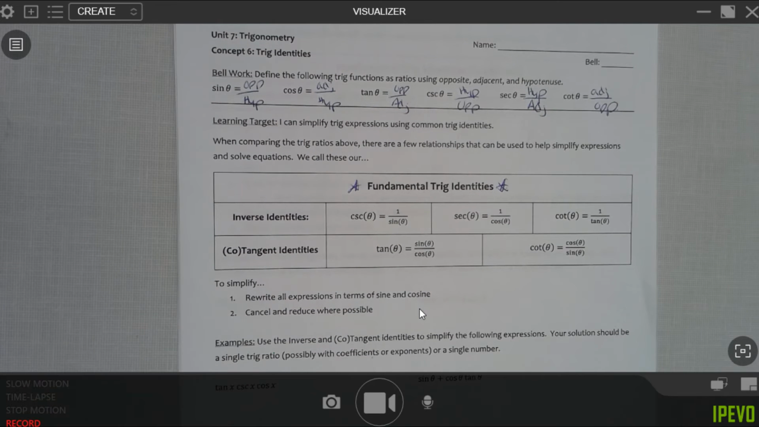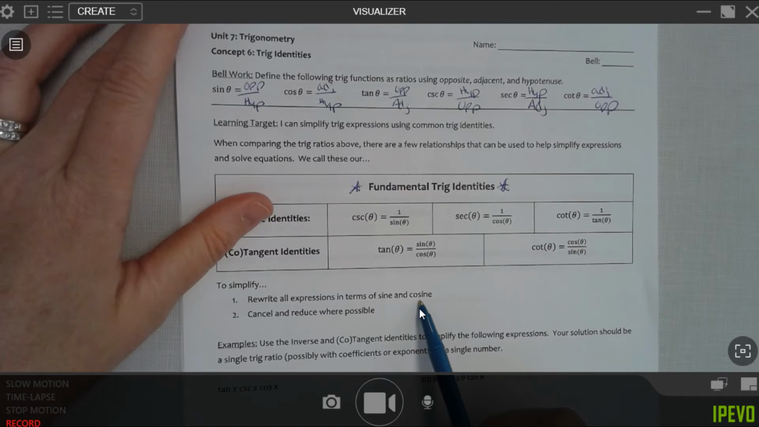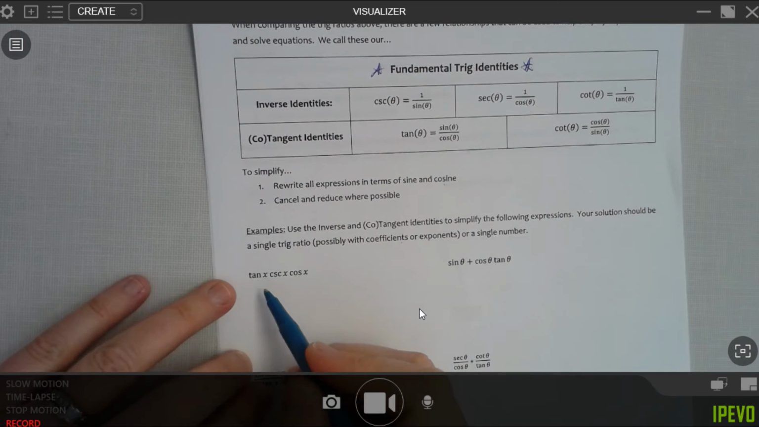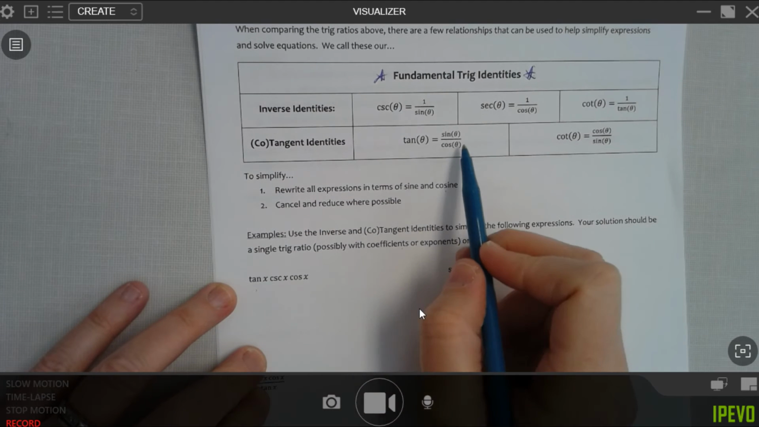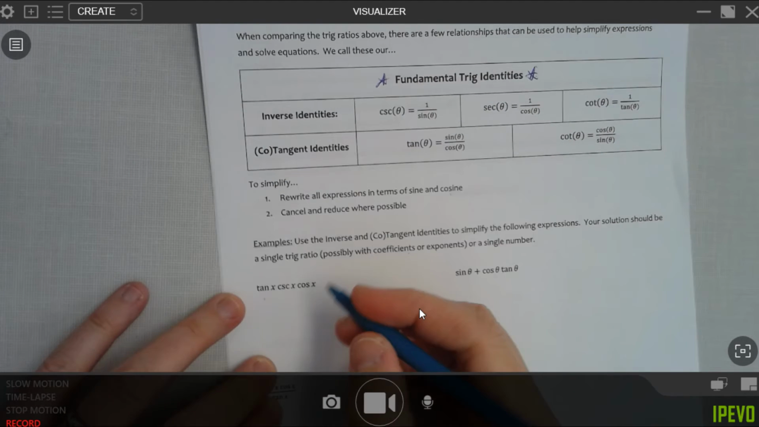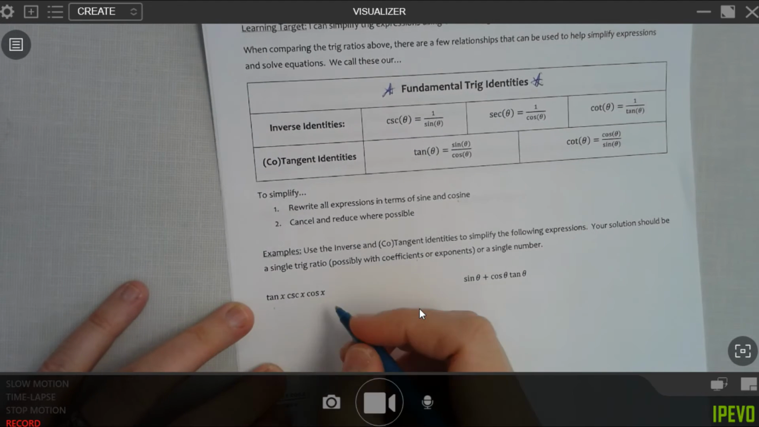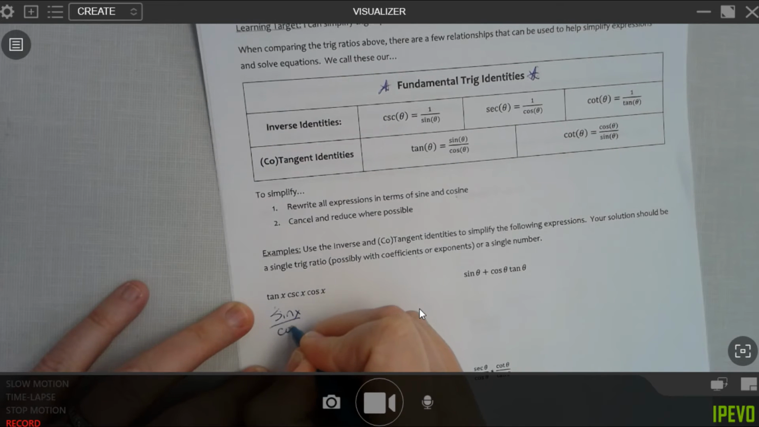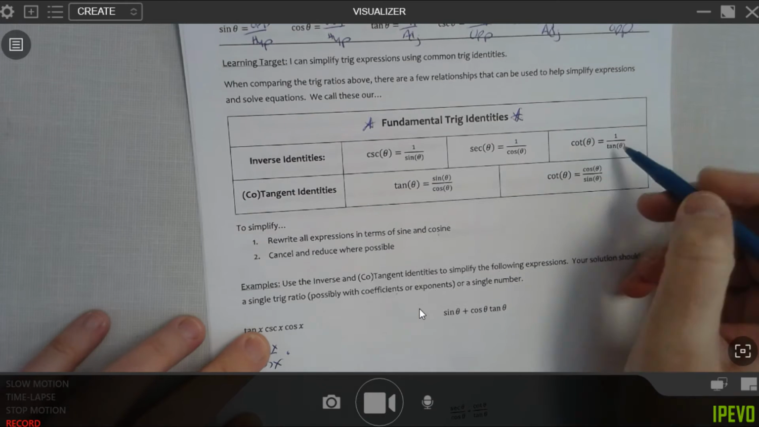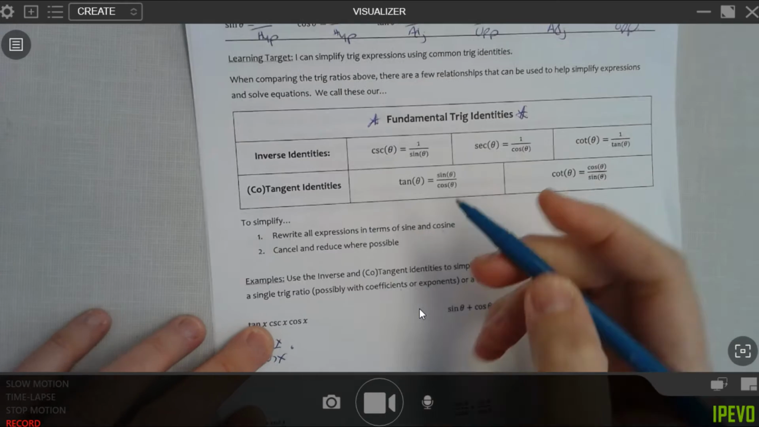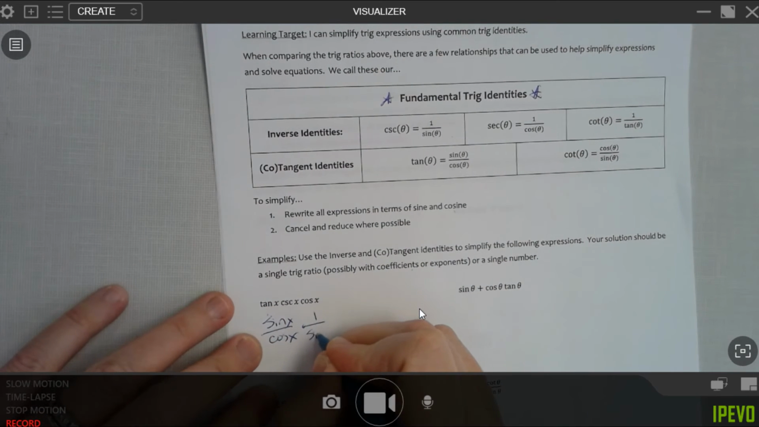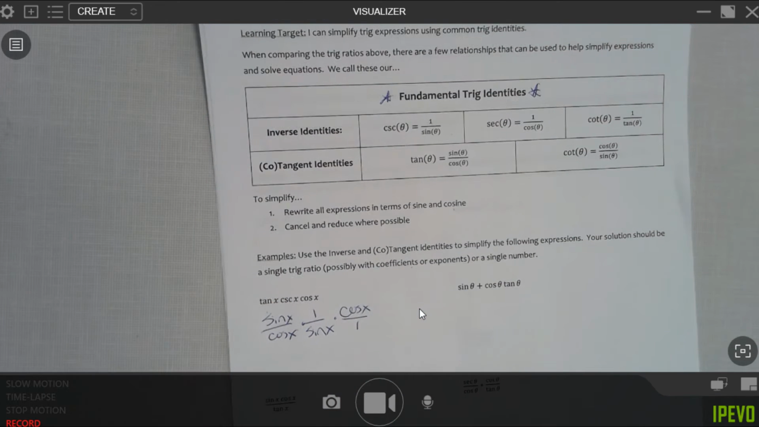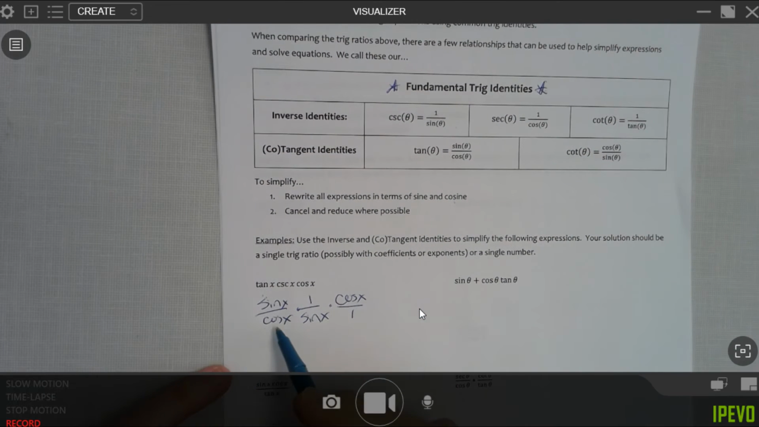So the idea is that we want to rewrite things in terms of sines and cosines, and then we're going to reduce and cancel when possible. Tangent, if you look up here, is sine over cosine, so tangent will be sine of x over cosine of x. Cosecant is the reciprocal of sine, so it's going to be 1 over sine. And then cosine is already in terms of itself. Since these are all fractions, I'm going to turn that into a fraction also. And then we start seeing what cancels.